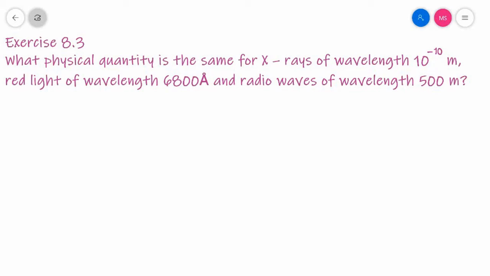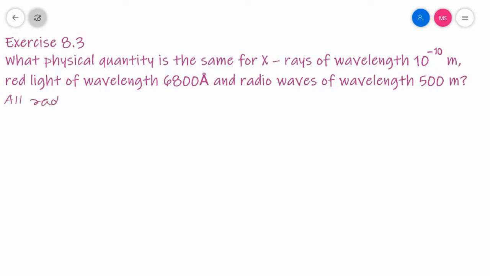Unsolved example 8.3. What physical quantity is same for X-rays of wavelength 10 to the power minus 10 meter, red light of wavelength 6800 Armstrong, and radio waves of wavelength 500 meter? So in this question we have to find the physical quantity which is same for all these three rays. I think in this example it should be given that all these waves are propagating in same medium.